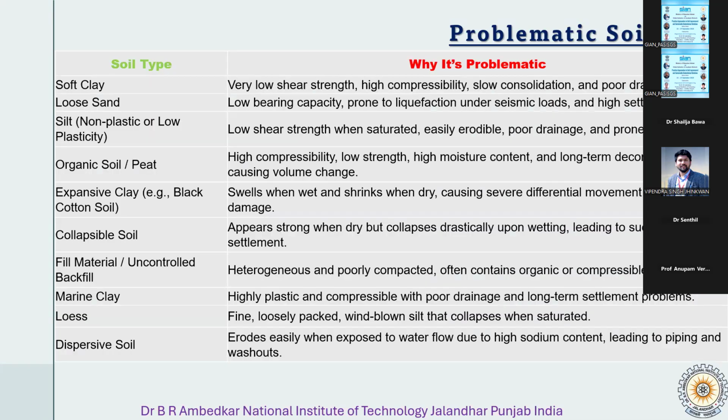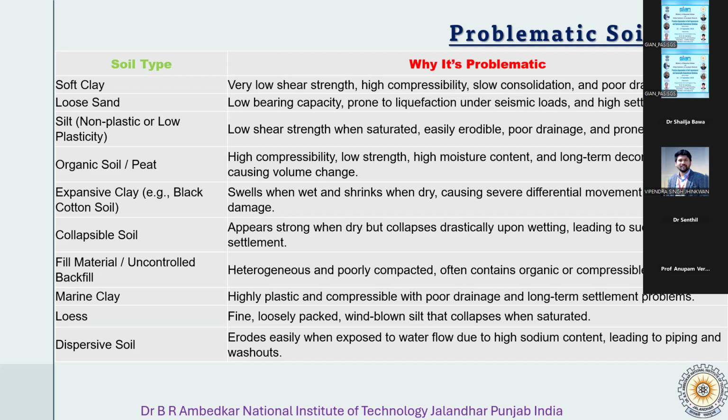Let us talk about some of the problematic soils. If you see soft clay, what are the problems with it? It is very weak, it holds water, it settles slowly and can't support buildings well. Silt becomes weak and slippery when wet, and it doesn't drain water properly. Expansive clay like black cotton soil swells when wet and shrinks when dry. So these movements can crack the buildings.